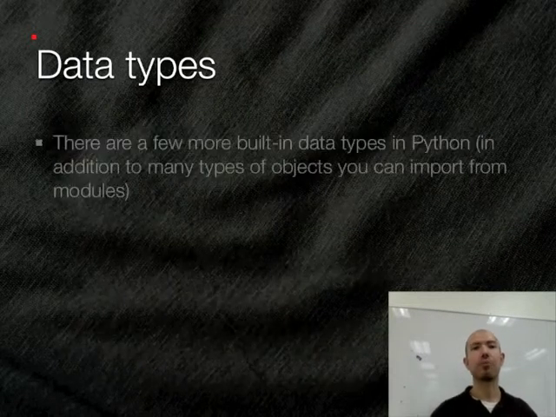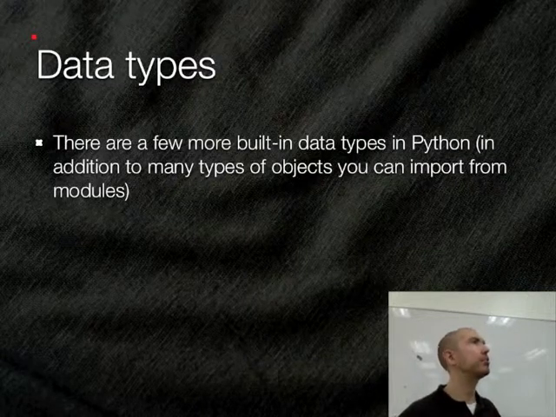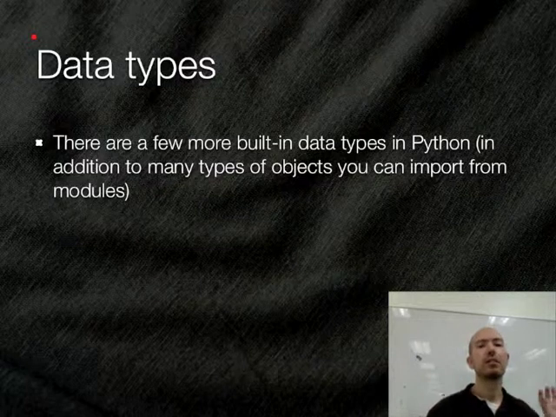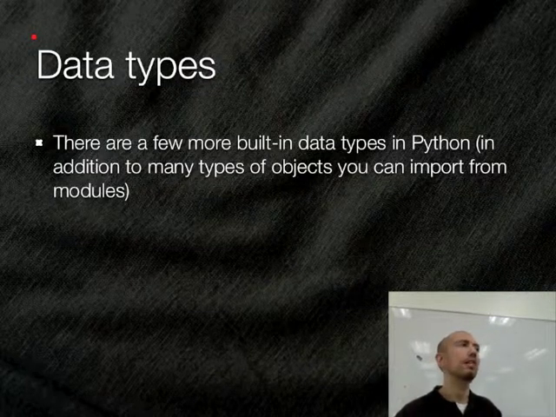So we'll take a break in just a second, but what I wanted to get through today is talking about not so much the built-in data types that we have already seen. We want to talk about a couple more special sorts of data types in Python.